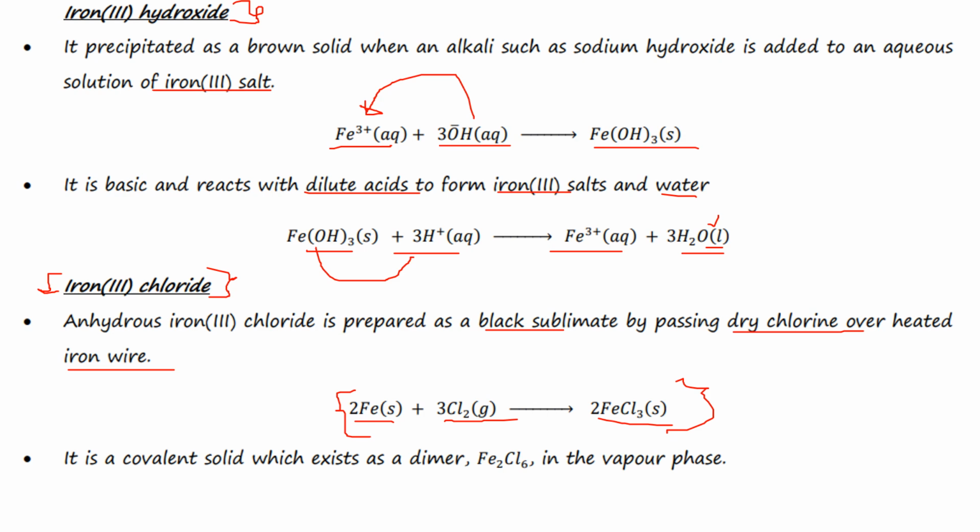So iron reacts with chlorine gas, the highly oxidizing chlorine gas, to give us the iron chloride, giving iron its most stable oxidation state of +3. However, this iron chloride is going to be a covalent solid, as it's a dimer, and it's going to exist as this in the vapor phase.